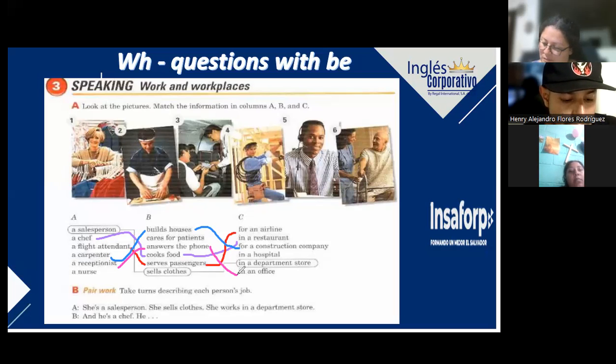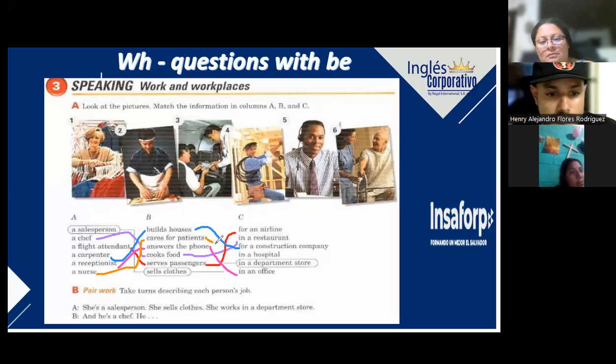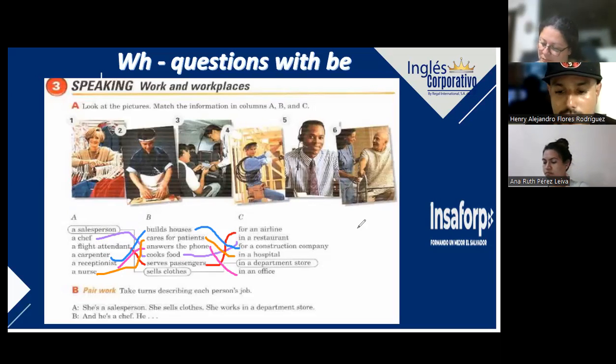Attend people. And the last but not least, the nurse. The nurse cares for patients in a hospital. Mm-hmm. Take care for patients in a hospital, right? So that's correct. So we can appreciate those jobs and what people do, like in a short description, what people do.